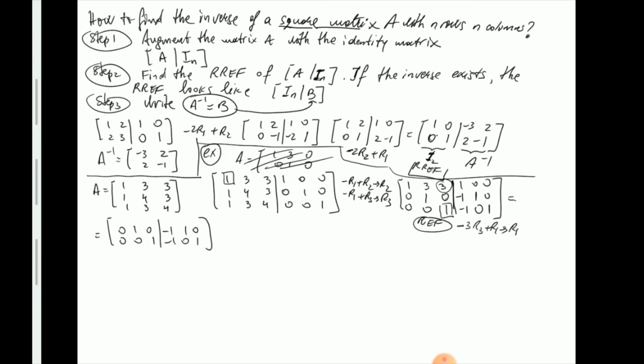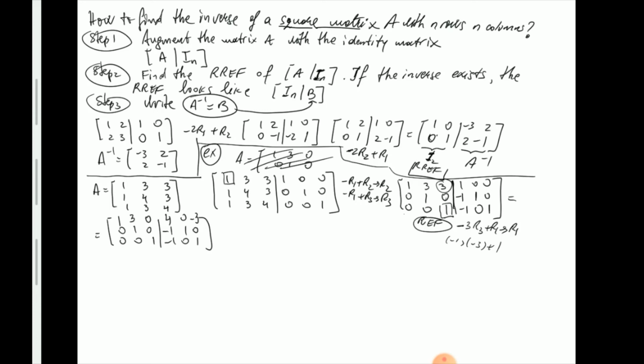So 0 times minus 3 plus 1, that stays 1, which is our intention. 0 times minus 3 plus 3, that remains 3. 1 times minus 3 plus 3 is 0. And minus 1 times minus 3 plus 1 makes it 4. This is 0, the second guy, and then 1 times minus 3 plus 0, that's minus 3.